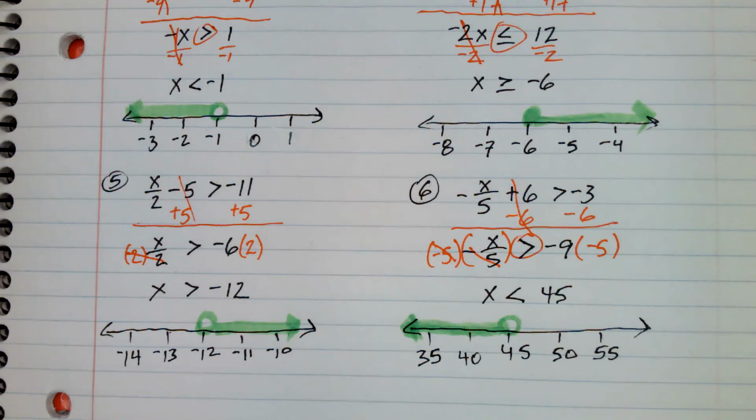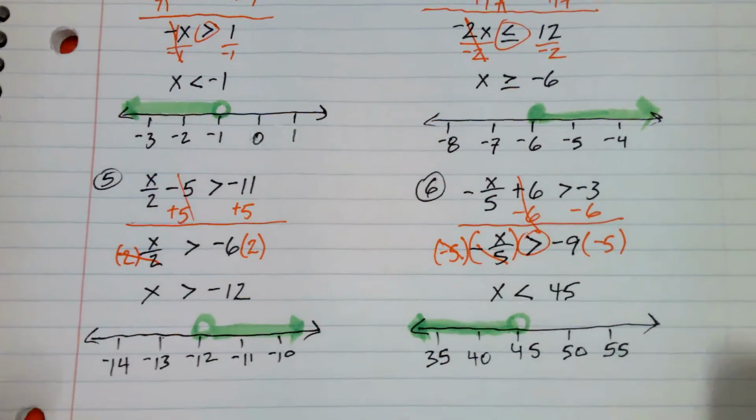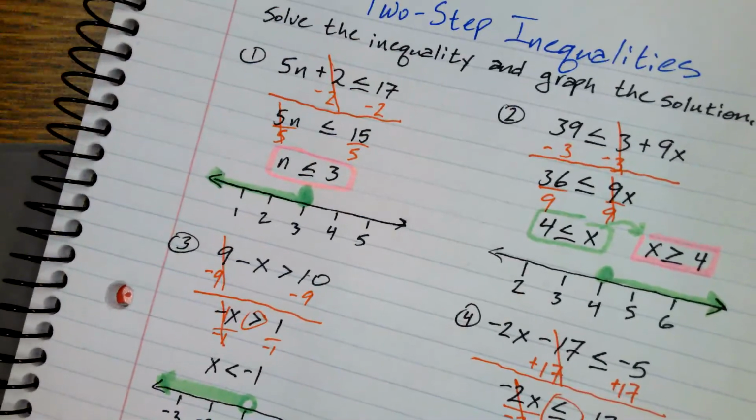Okay. Ready for some more? I got to go on to the next page, though. I want to do a few more. Give me a B or a D if you're ready to try the next few. Let's do it then. Okay, number 7.